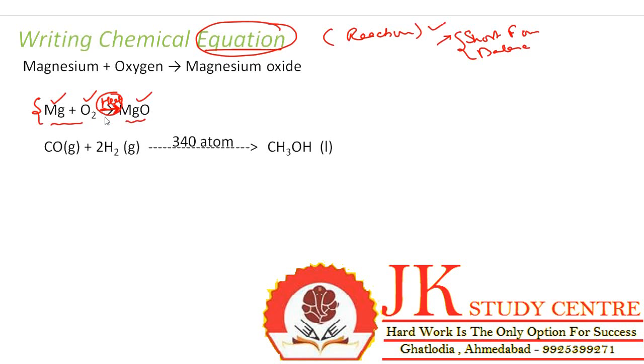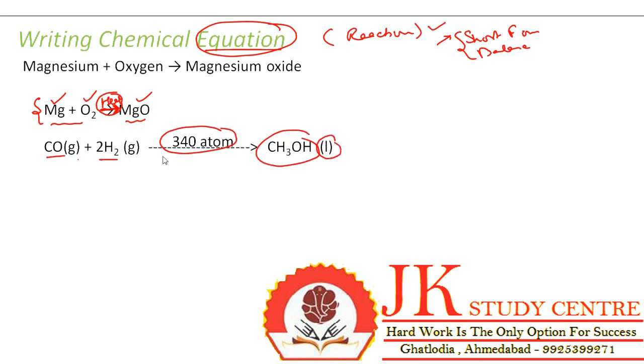For example, you have one more scenario. We have carbon monoxide plus hydrogen, both were gases, and we provided some 340 atm pressure, we got CH3OH, and this is a liquid, shown as L.